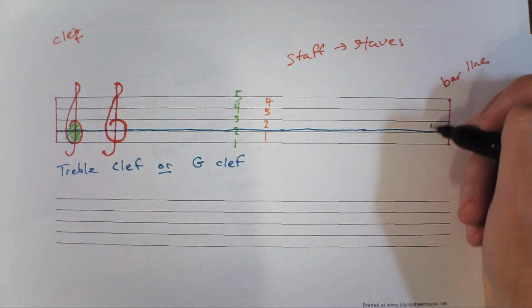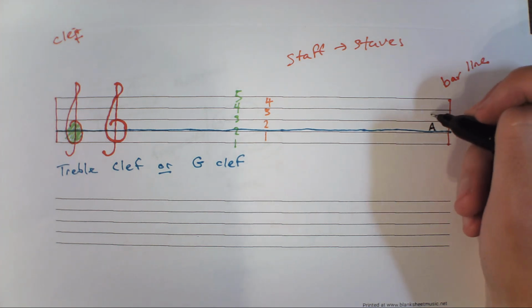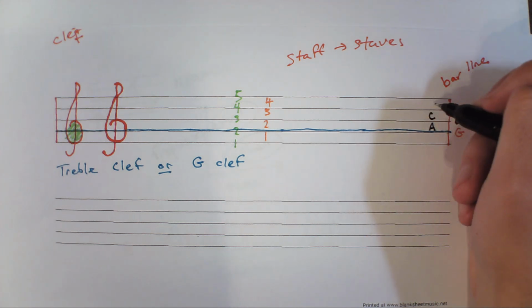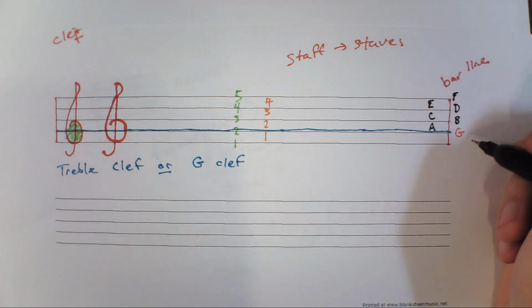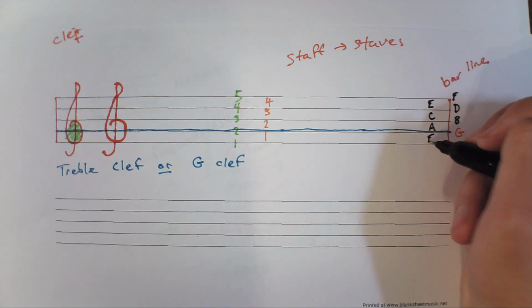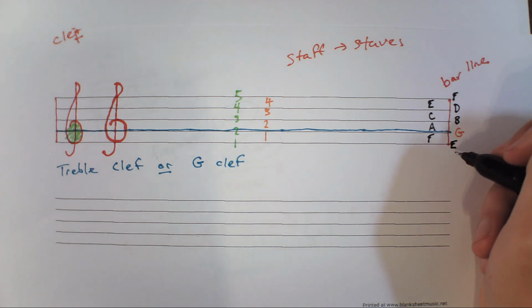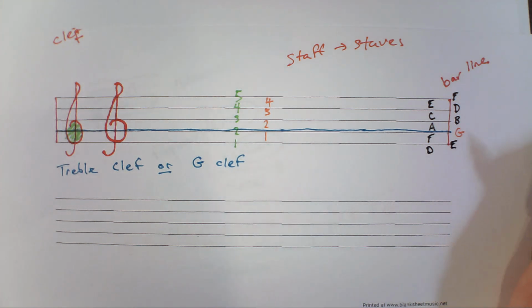So let me write in the space A, then the line would be B, then the space would be C, then the line would be D, then the space would be E, and then the line would be F. Now we need to go backwards. So if this is G, the letter that came before G was F. The letter that came before F for the line was E. The thing that came before the line was D, and we can continue.